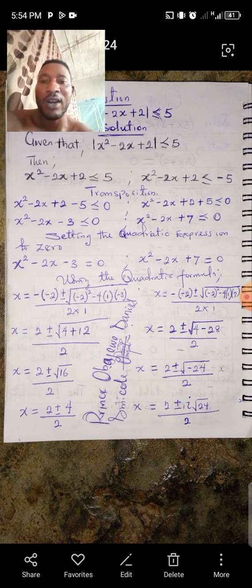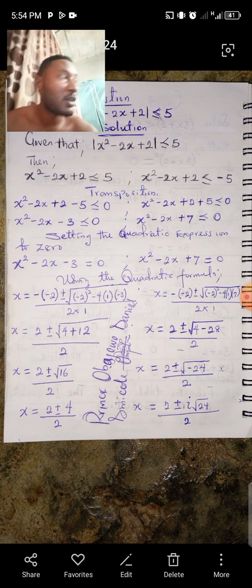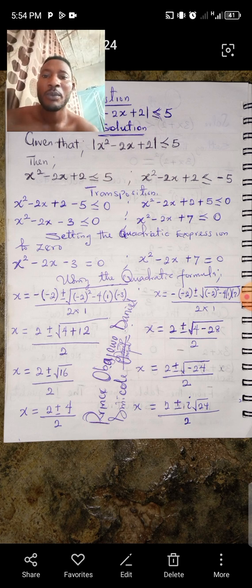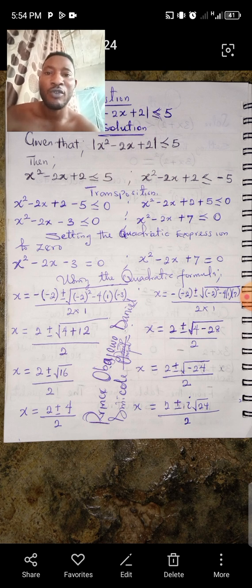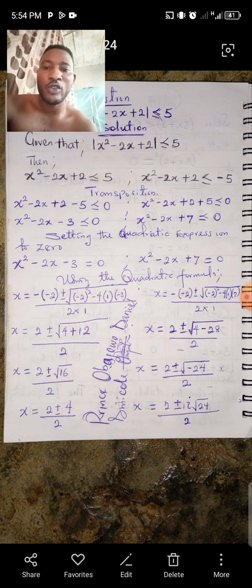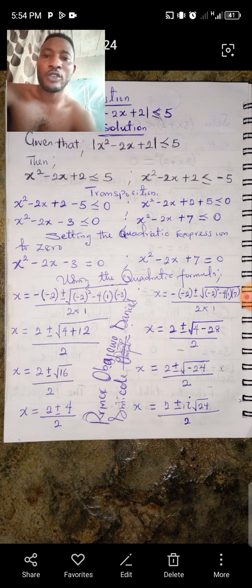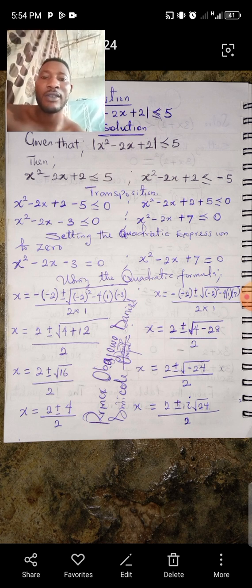Now if you simplify that further, we are going to have the next set of inequalities to be x squared minus 2x minus 3 less than or equal to 0, and x squared minus 2x plus 7 less than or equal to 0. So at this point, we need to set the quadratic expression to 0 so as to get the critical values which will enable us to get the solution to that modulus of quadratic inequality. Doing so, we have x squared minus 2x minus 3 equals 0, then x squared minus 2x plus 7 equals 0.